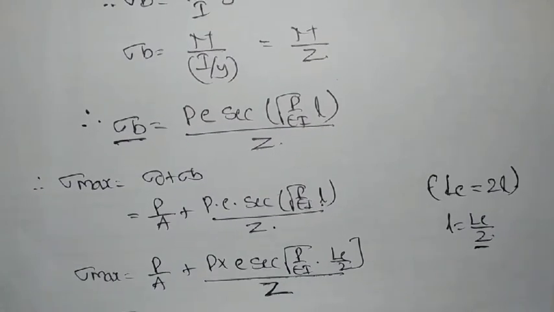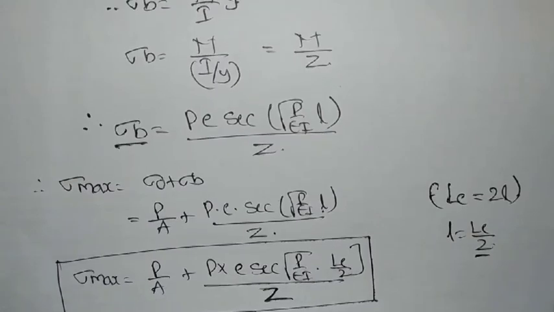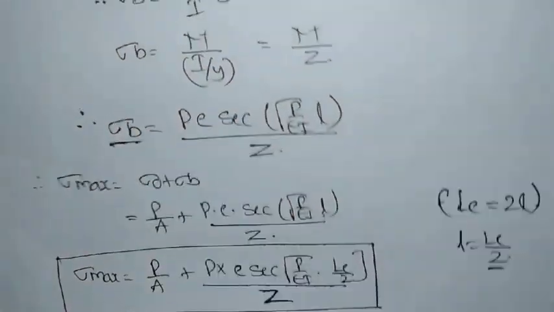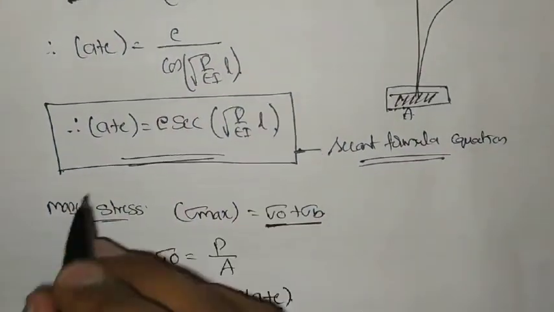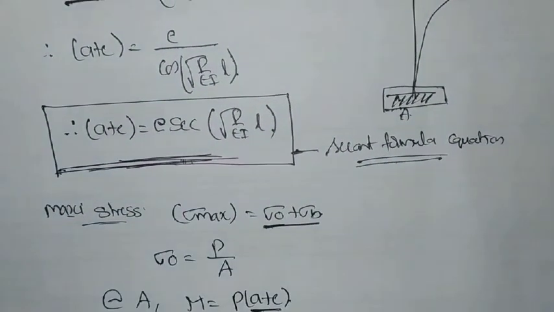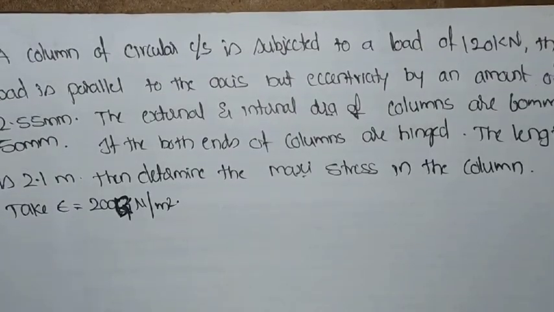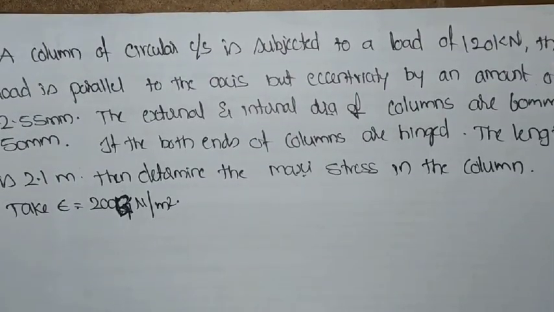So these are the maximum stresses induced in the eccentric column conditions, and this is the secant formula we are going to use for eccentric loading conditions. So we have completed the derivation. Now we will do one example problem.